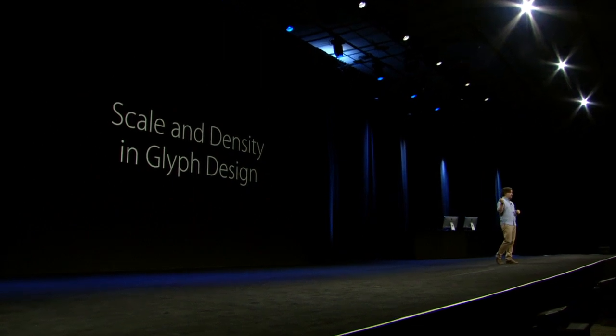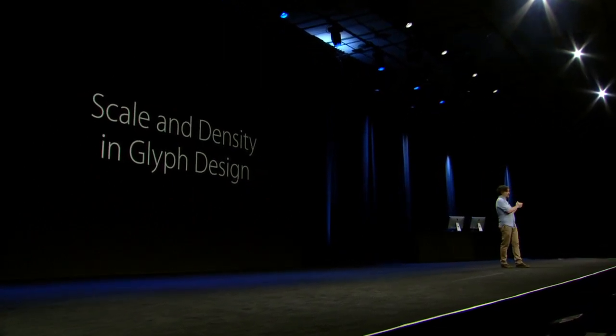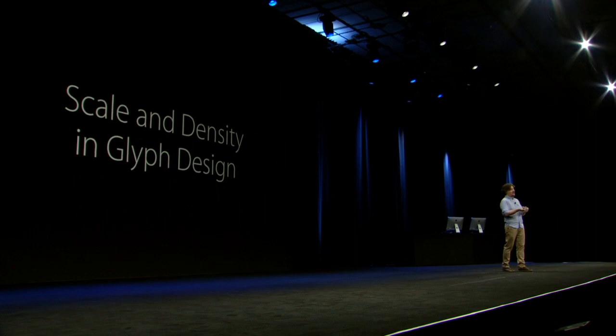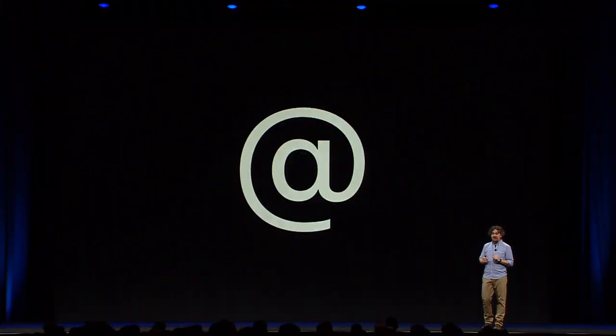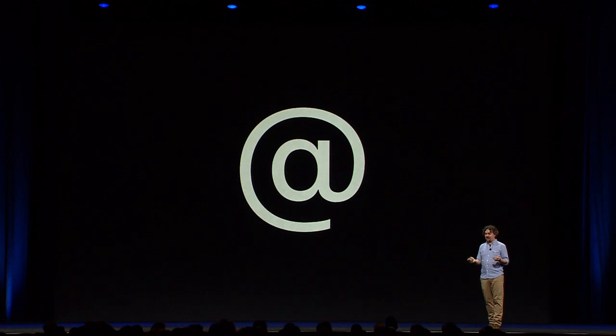Now, scale and density, they also apply not just to text and layouts, but also to glyph design. So let me give you an example. What is this glyph? What is it called? Of course, it's the @ sign, but in Italy we have a strange name for it. We call it chiocciola, which means snail.